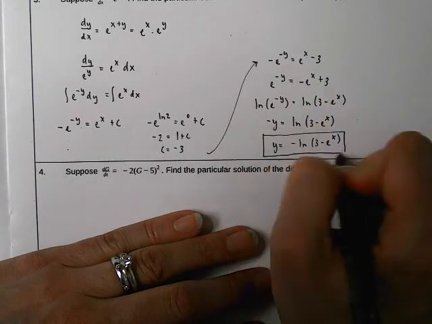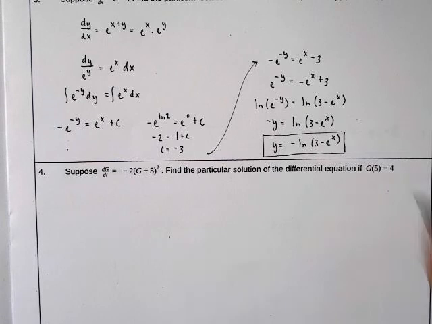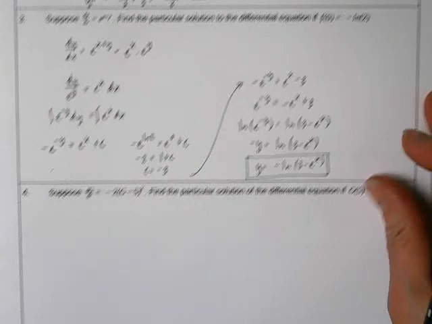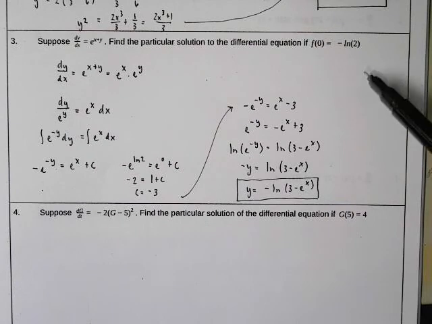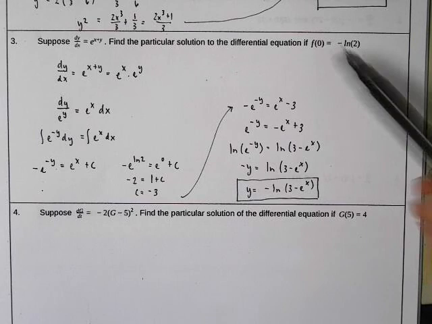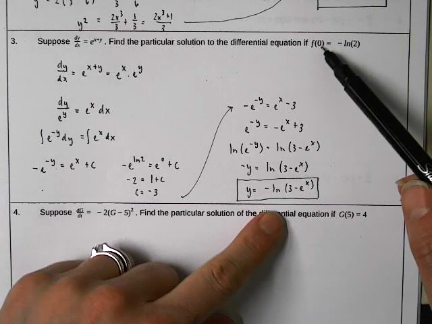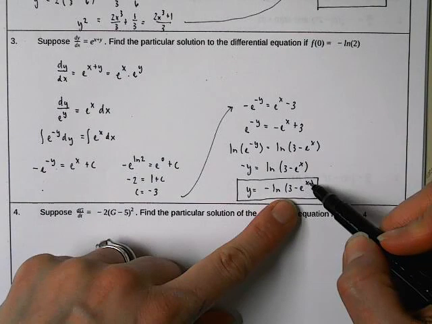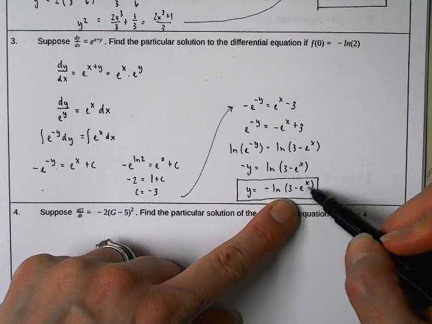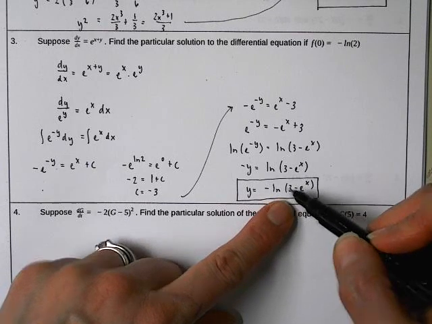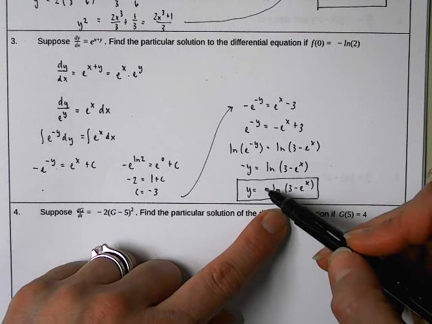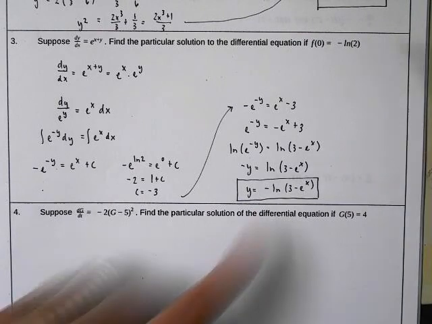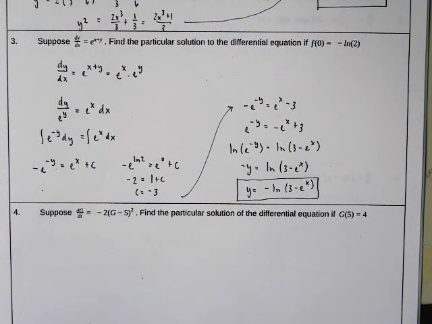Now here, we didn't need to use the initial condition to determine the sign. However, I will use it to check that my answer makes sense. So if I plug in these values, I should get the correct answer. So let's try plugging in x is 0. If I make x 0, I have e to the 0 is 1, 3 minus 1 is 2, and my y value is negative natural log of 2, which is what I expected. And so that tells me that my answer is reasonable.